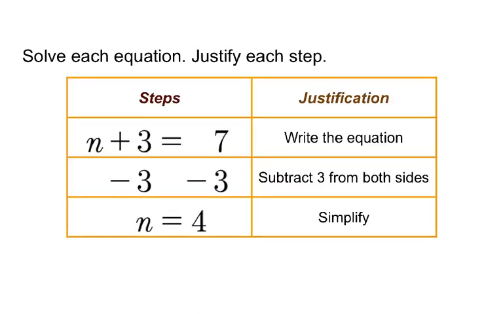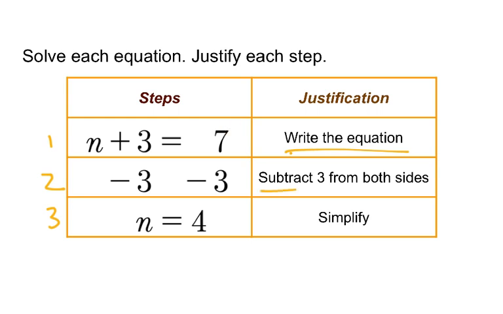Here's an example for us. What we have in front of us is the direction to solve each equation and to justify each step. The steps are listed on the left-hand side, and we have 3 of them. This is the first one, this is the second one, and this is the third one. The first step is really just to write the equation. This would be something that's given to you.